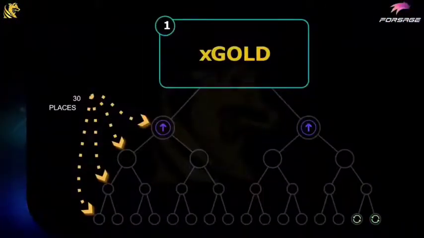Last but not the least is X Gold, a huge matrix that includes 30 places on 4 lines: 2 in the first line, 4 places in the second line, 8 in the third and 16 in the fourth. Again, you will get spillover from upline and downline, and the members could also be invited by you. But here the income is really going to be huge because there will be 30 places.